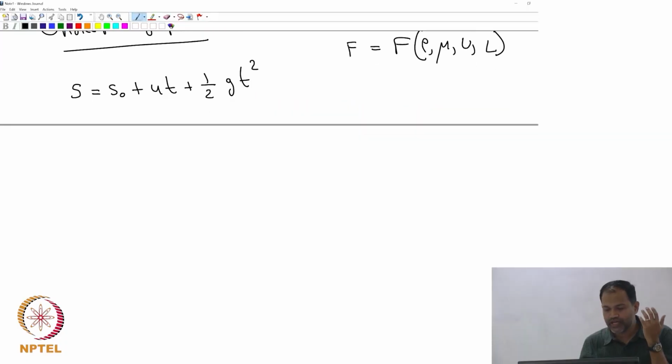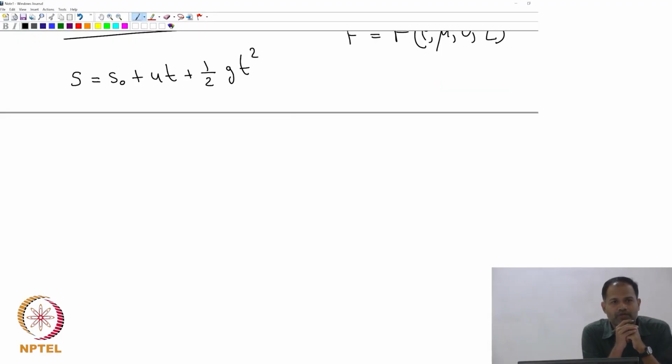First let's just do it and then see what it means. Okay, so I'm going to suggest, so how many parameters are there and how many variables are there in this problem? S, S0, U, T, G. There are 5 things, right?